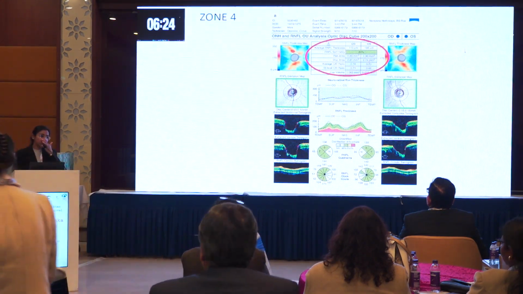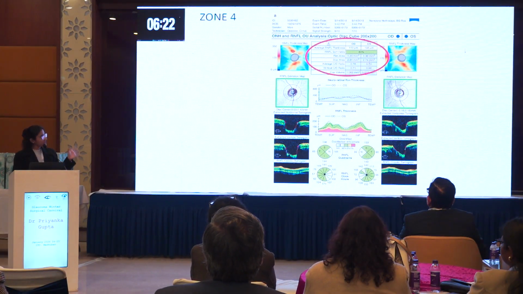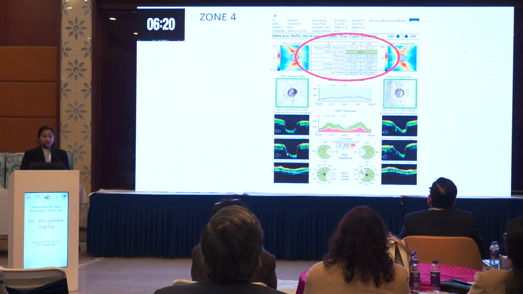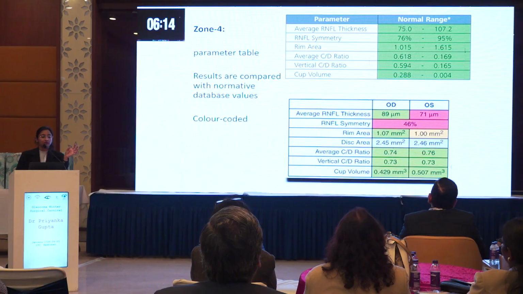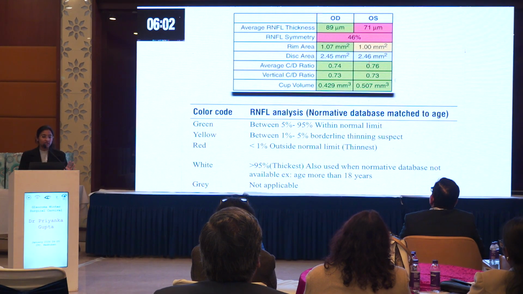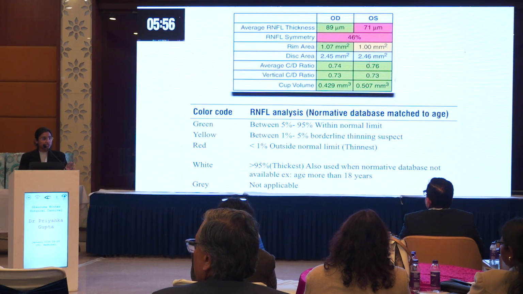Then when you see that all the parameters are okay, the scan is okay, you start reading the OCT. Now this is a parametric table. Here you can see all the parameters, say your RNFL thickness, your symmetry, your cup volume, your VCDs. They are given in the form of numerical values, and for our ease, it has converted them into color coding also, where green is normal, yellow is borderline or thinning, and red is established thinning.